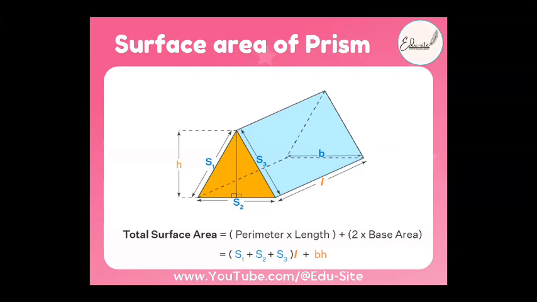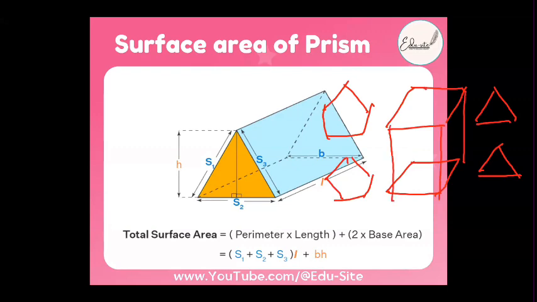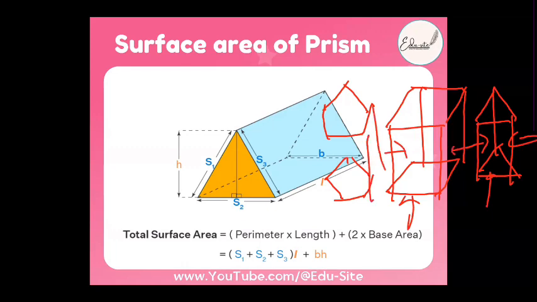If you have a prism, then you will have two bases, one on top, one on the bottom. These bases can be a triangle, a rectangle, a pentagon, or a hexagon. Two bases, okay? And then the rest of the part will always be rectangles in a prism. Rectangle here, rectangle here, rectangle here. Clear? Understand this concept of the prism?